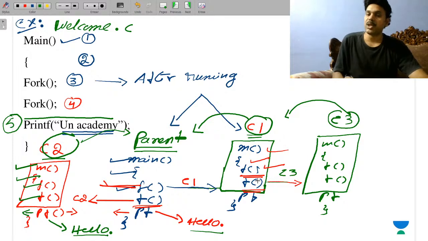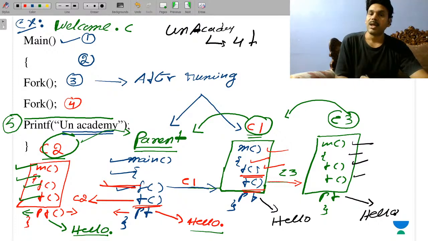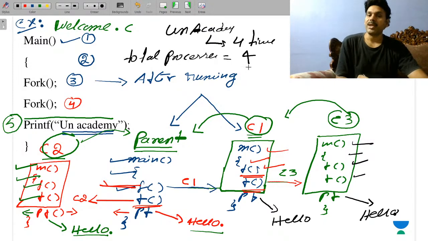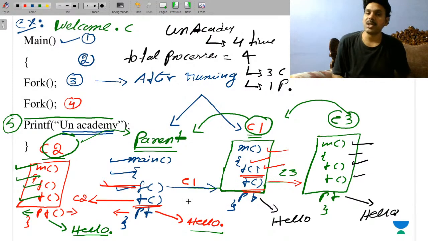So soon after C1 is called for the second fork statement, then the next line is executed, and because they execute the fourth statement and fifth statement, we get print here hello and hello. So finally we understand that your Unacademy is going to print four times. So Unacademy is being called 4 times, and you know that in the exam they will ask this question only: total processes are 4, in that 3 are child and 1 is a what? Parent. This is important. So 3 child processes and 1 parent process.